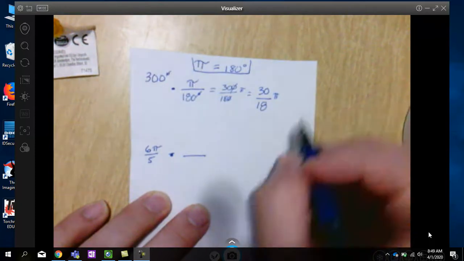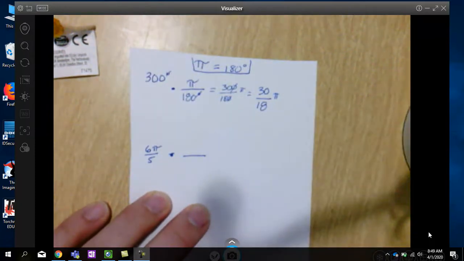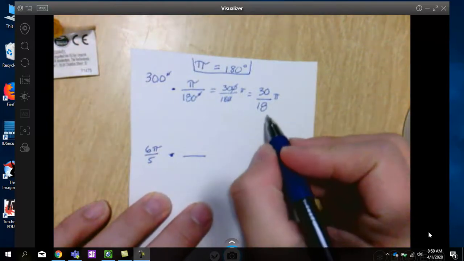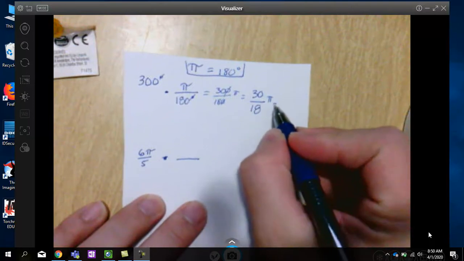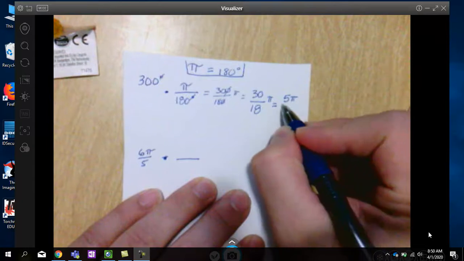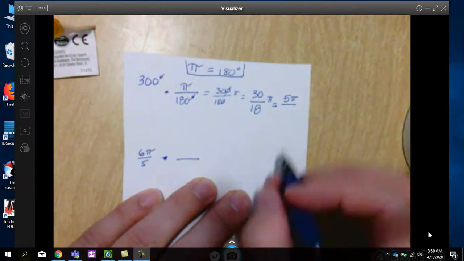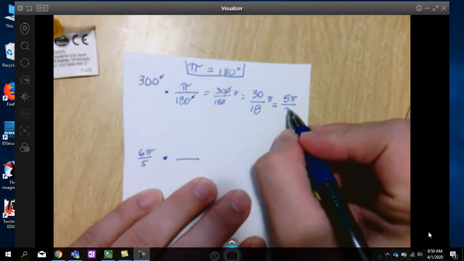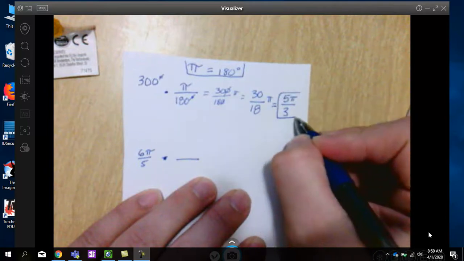Again, I still have my pi there. And then I look at 30 and 18 and I divide them by something that they have in common. In this problem, it looks like 6 is my best option. But if you divided by 2 and got 15 over 9, maybe then you'd see that they're divisible by 3 and divide that off. Either way, if we divide these by 6 to reduce, we should get 5. And now I'm going to put the pi with the 5 over 18 divided by 6 is 3. And we have 5 pi over 3.